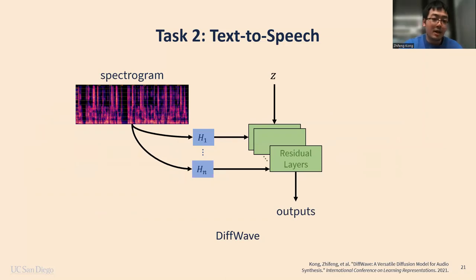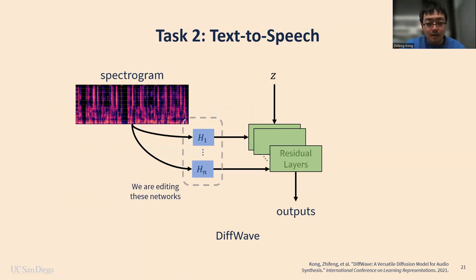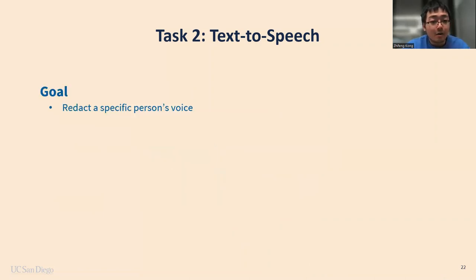Another task we look at is text-to-speech models. This is a diffusion model, which turns spectrograms into waveforms. This model has a lot of residual layers, and each residual layer has a condition network. So there are roughly 30 conditioning networks in total. We added these networks in parallel and with some engineering tricks. And our goal is to redact a specific person's voice.